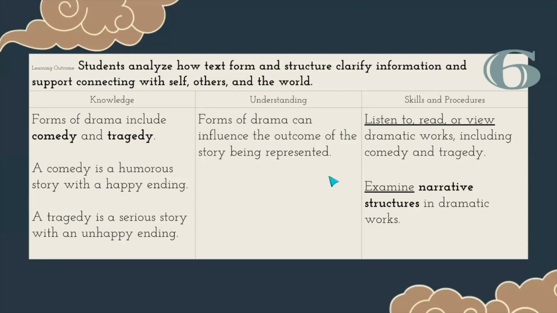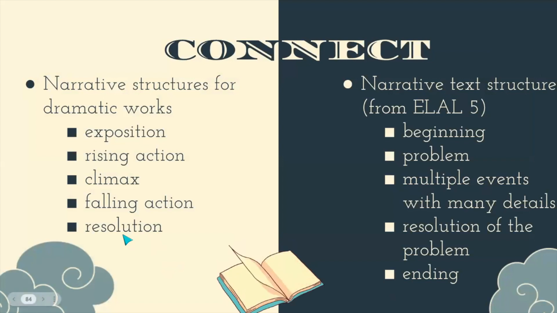In grade 6, we are looking at narrative structures in dramatic works, and we're focusing on comedy and tragedy. Really important first to point out that in a dramatic work, here is the text structure. So the exposition, rising action, climax, falling action, and resolution. And we can compare that to the narrative text structure that they'd be familiar with from grade 5 language arts. And so how is it the same? How is it different? Spoiler alert, very similar. But they need to be able to see that connecting piece.